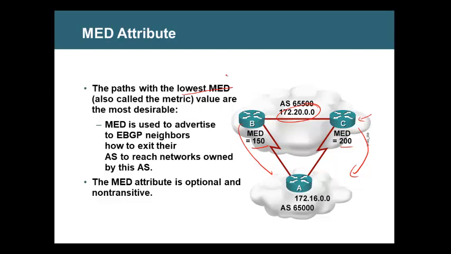Where the traffic should enter. If the traffic should enter via B, then give a lower number. Traffic will enter via B because it is the lower number. You understand? All right.